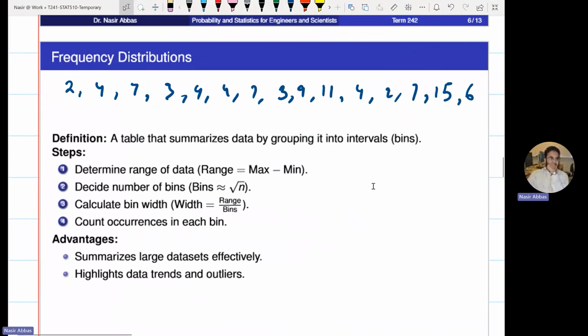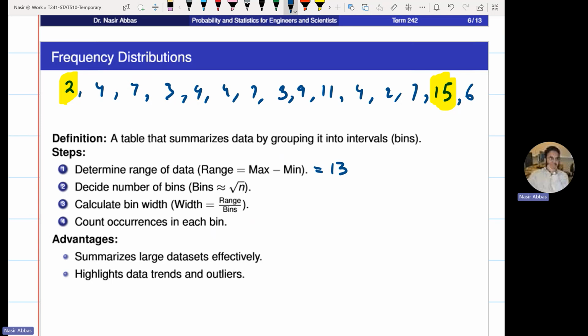For this data, let's go to step number 1. What is step number 1? Determine the range of the data. What is the range of the data? 15 minus 2, which is 13. Step number 2.